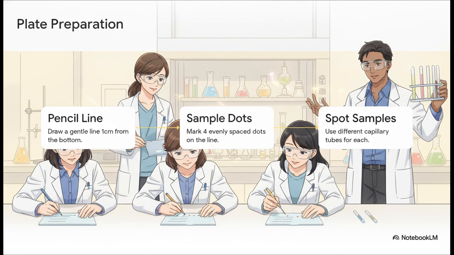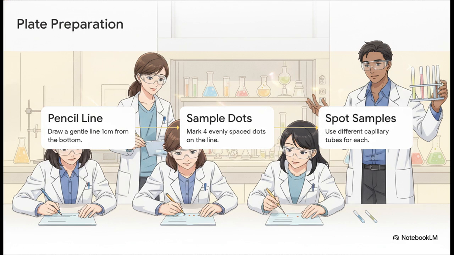It's a very delicate process. First, we use a pencil and never a pen because pen ink will just travel right up with our solvent to draw a gentle line about 1 centimeter from the bottom of the plate. We draw it really gently because that silica gel layer is incredibly fragile. If you scratch it, you literally ruin the track. Next, we mark 4 evenly spaced dots on the line for our samples.